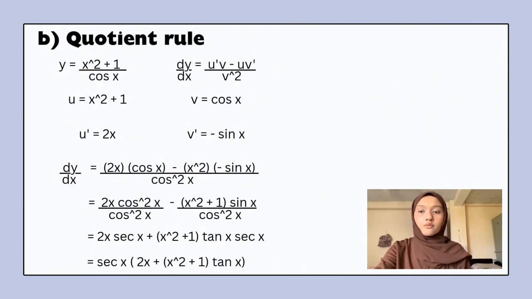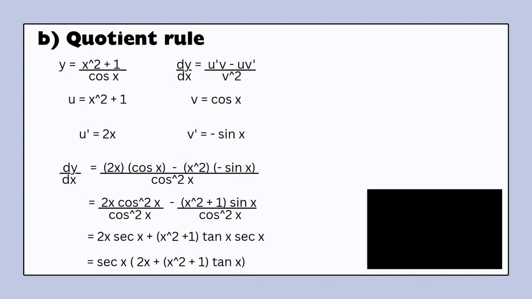Next, I will find v prime. Since the value of v is cos x, the derivative of cosine is negative sine. Now from the formula, substitute everything into the quotient formula. We need to write step by step, then simplify. So this is the final answer for question B. After substituting, we will get 2x cos x plus x squared plus 1 sin x over cos squared x.